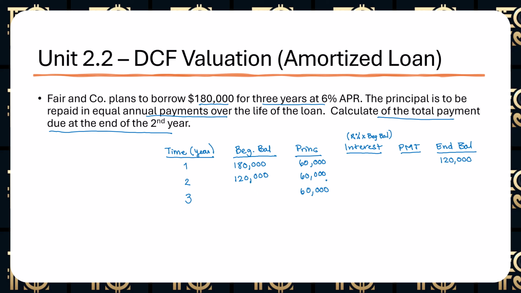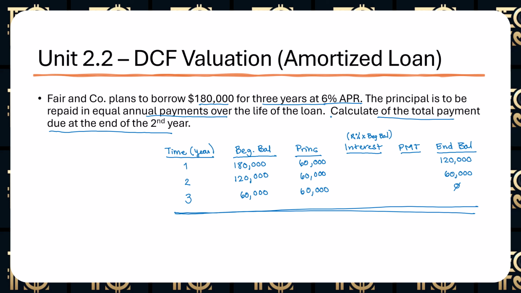We reduce the principal by another $60,000 at the end of year 2. That's how much the company will owe. That's the end balance at the end of year 2, which is also the beginning balance at the beginning of year 3. We're going to reduce the principal one more time by $60,000, and the balance of the loan will be 0 at the end. Unfortunately, this loan does have an APR, and that APR is 6%.